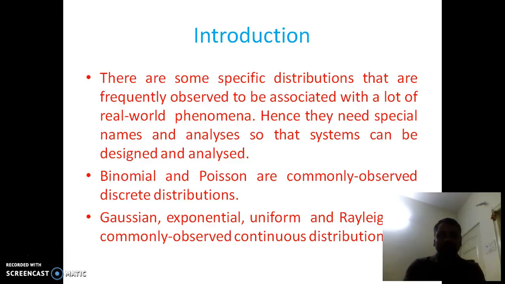Let's have some introduction. There are some specific distributions that are frequently observed to be associated with a lot of real-world phenomena. Hence, they need special names and analysis so that systems can be designed and analyzed. Binomial and Poisson are commonly observed discrete distributions. Gaussian, exponential, uniform, and Rayleigh are commonly observed continuous distributions.